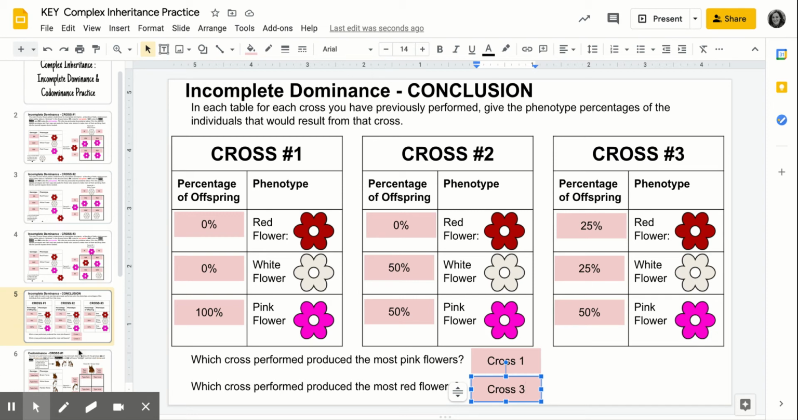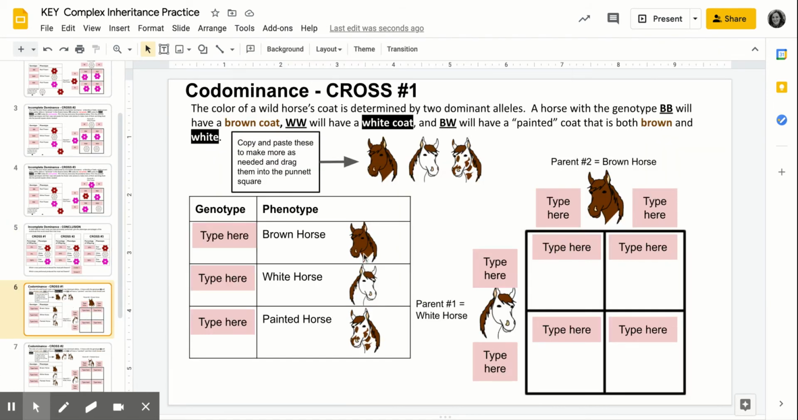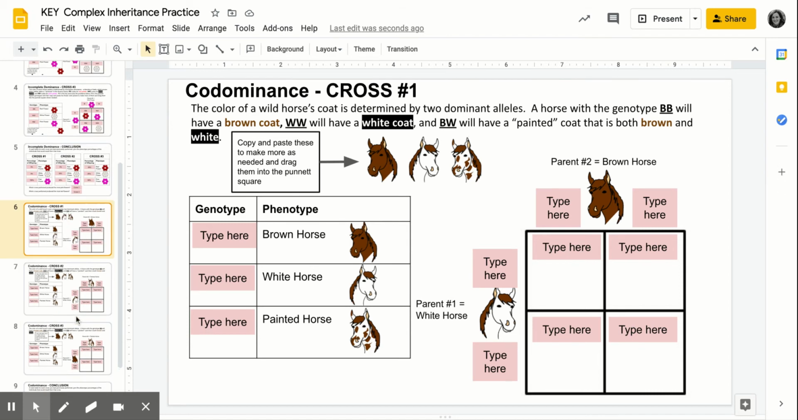Okay. Now we're going to move into codominance. And I want to remind you, codominance is like co-pilots or co-captains, where even though they both have similar jobs, they both show up to the sporting event, or they both show up to the plane to fly in. Okay. So codominance is when both dominant traits can show up at the same time. So we're not going to blend them. They're actually both going to be distinctly visible at the same time. So let's go through this together.